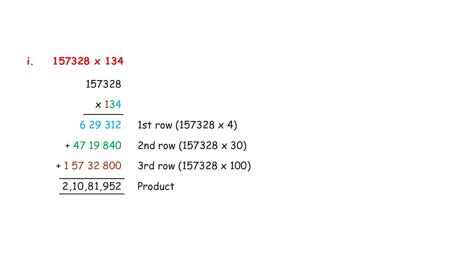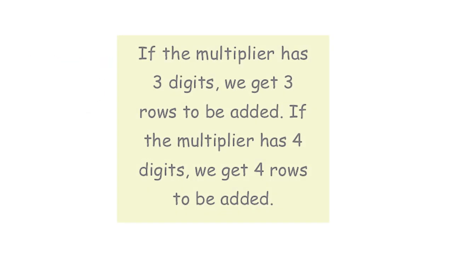Make sure you add the digit corresponding to the same place value. When you add it, the product is 210,81952. So 134 bikes would cost 2 crore 10 lakh 81,952 rupees. Remember, if the multiplier has 3 digits, like how 134 has 3 digits, you get 3 rows to be added. If the multiplier had 4 digits, you get 4 rows to be added.